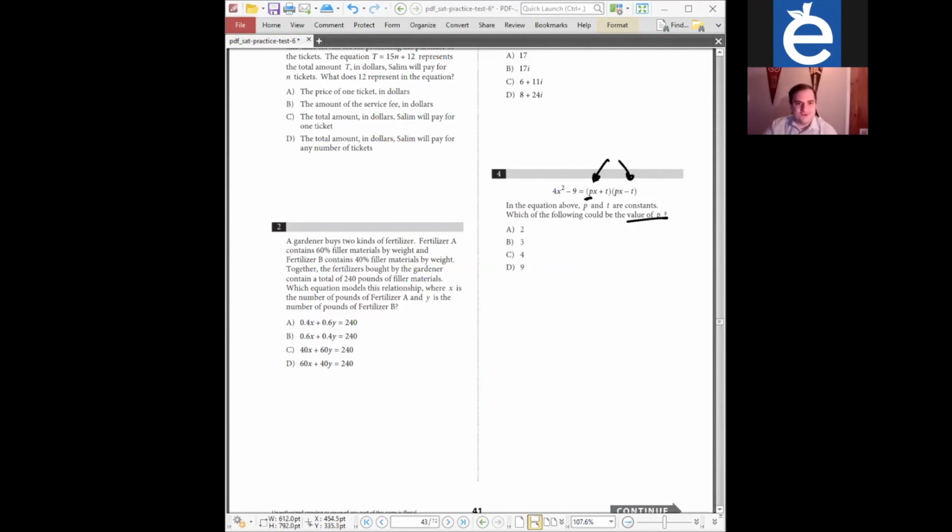So the obvious first step here would either be to factor this or FOIL this. I would FOIL this, so you'd end up with p squared x squared plus pxt minus pxt minus t squared, right? Okay, those drop out, and we have p squared x squared minus t squared, right?